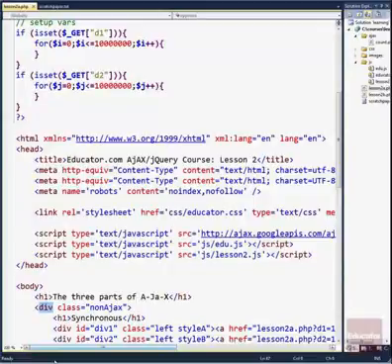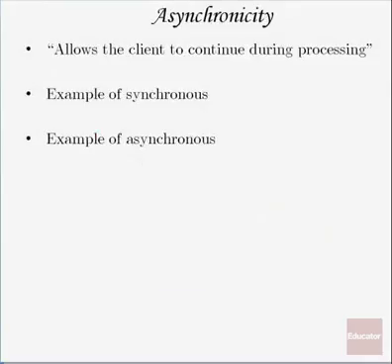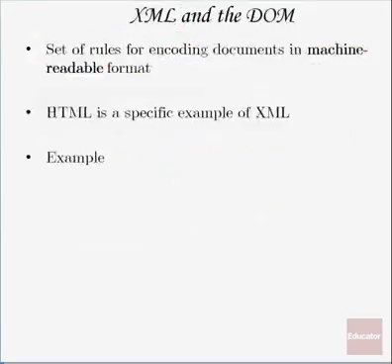Okay? So that is the three parts of Ajax: the asynchronicity, the JavaScript, the XML, and the DOM. Please make sure you know what the DOM is, because we are going to manipulate the hell out of it. That's what Ajax does. It manipulates the hell out of the DOM. Don't worry if you don't know what it is. I will go over it in a future lesson. But I'm going to ask you to really be good with that.